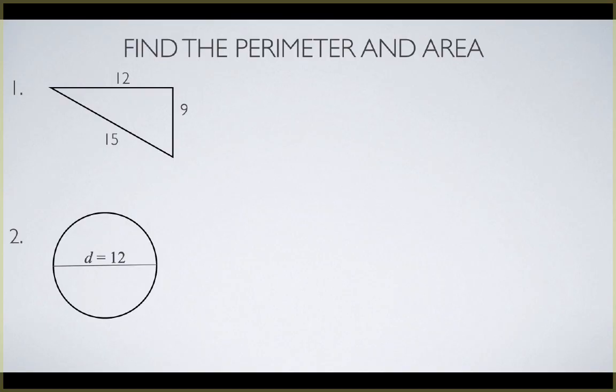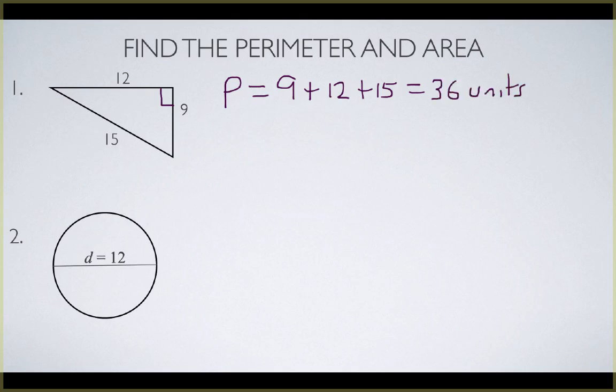So here we have two figures. For number one, it says find the perimeter and the area. This is a right triangle. First we'll find the perimeter, which is just adding up the sides: 9 plus 12 plus 15. When you add them all up, you get 36 units. Since no unit is given to us, no feet, inches, centimeters, or meters, we're going to label it units.